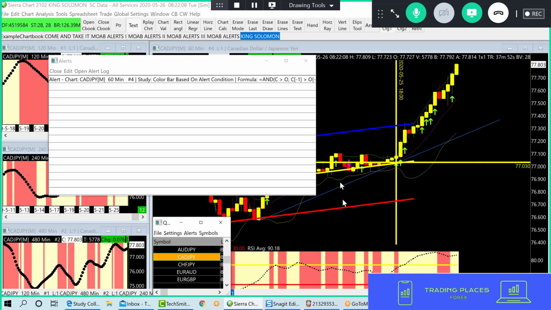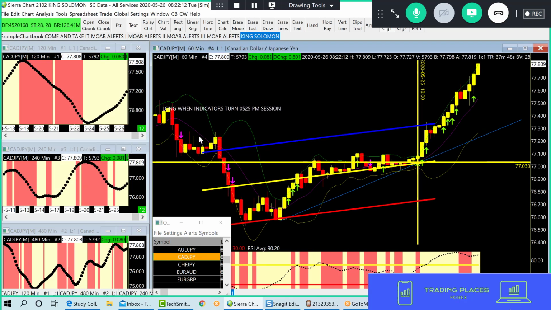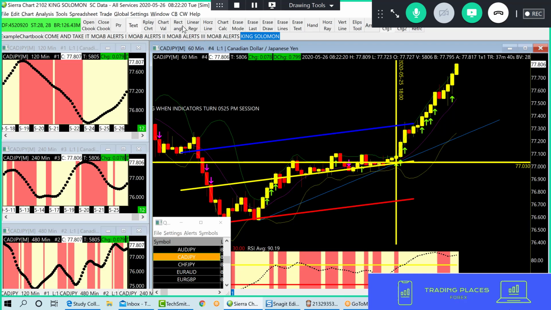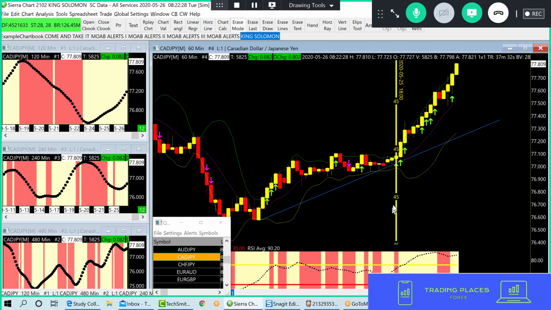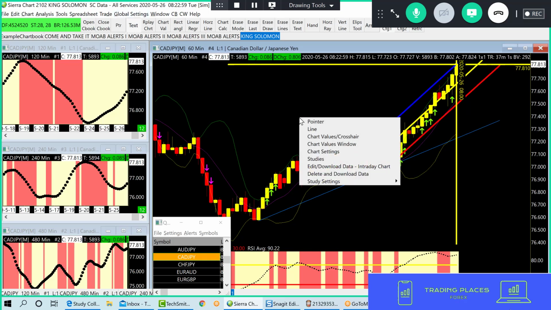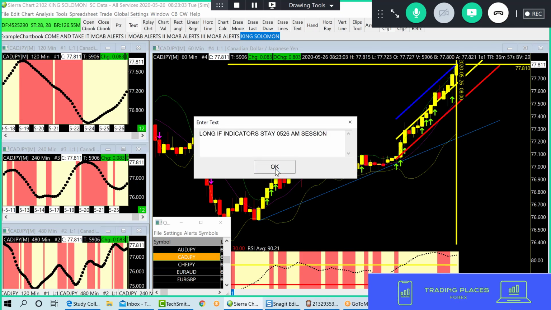CAD yen. So long when indicators turn, and it turned. Boy, this old King Solomon is good. Staying on that other side of the zero line is probably going to keep going. So here we are. Let's timestamp this thing here. And I like it long. Like it a lot.